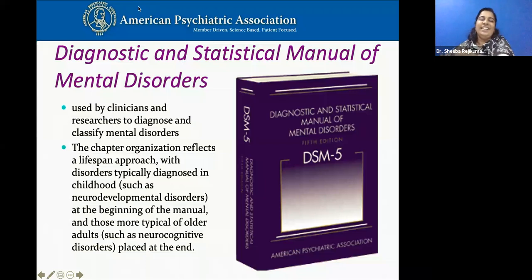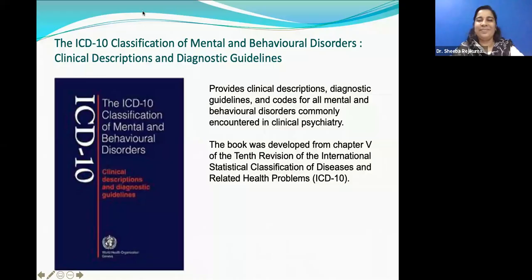So let's start our session with the Diagnostic and Statistical Manual for Mental Disorders, that is DSM-5. With an overview of it, we'll start our session. So you know that this classifies disease into neurodevelopmental and neurocognitive problems. I think many of the doctors present here are very familiar with it.